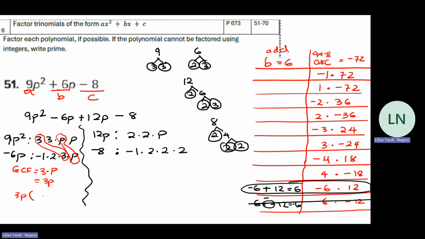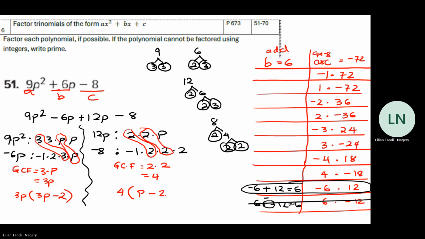3P is outside. What is remaining? Another 3P is remaining. And down here, -2. Okay? And you close your parentheses. Do greatest common factor here. You have this and you have this. So greatest common factor is 2 times 2, which is 4. 4 outside. P is remaining, -2.